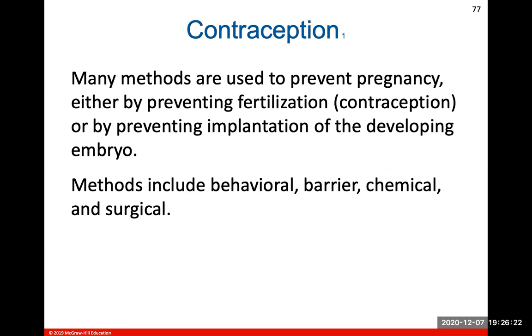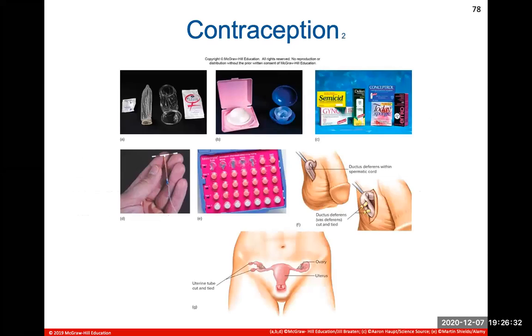Contraception: there are many methods used to prevent pregnancy, either by preventing fertilization or by preventing implantation of a developing embryo. Methods include behavioral, barrier, chemical, and surgical. Vasectomy is the ductus deferens being cut, tubes cut and tied, IUD devices, condoms, medication, and you can read through all of that as well.